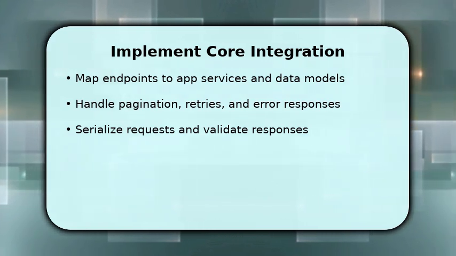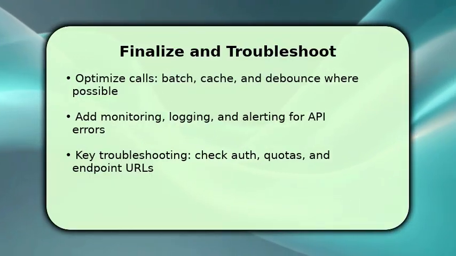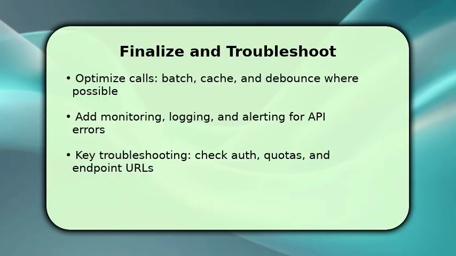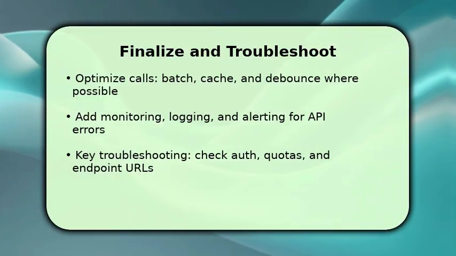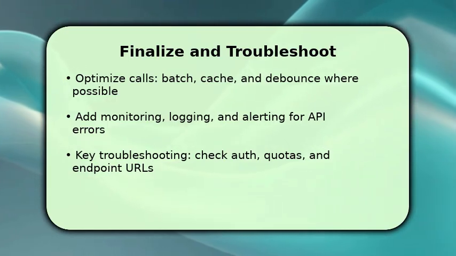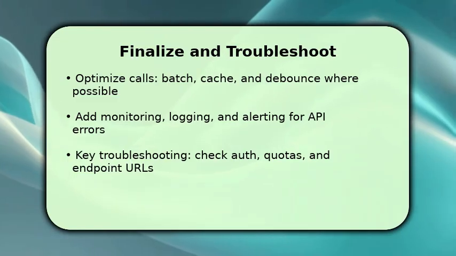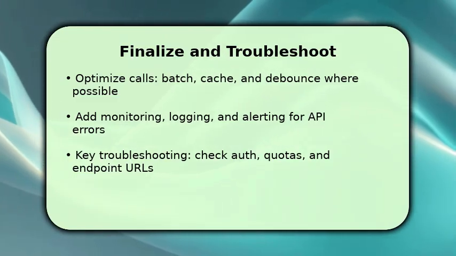You finish by optimizing network usage, batch requests, cache responses, and debounce user-triggered calls to reduce load and cost. Then add monitoring and structured logging so you can trace failures, configure alerts for high error rates or quota exhaustion. Finally, deploy with environment-specific configs and run end-to-end tests.